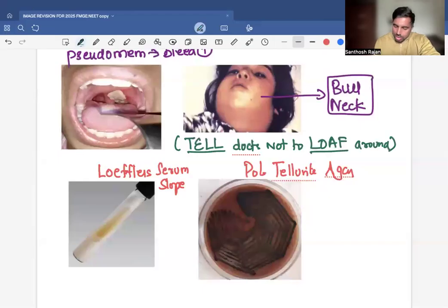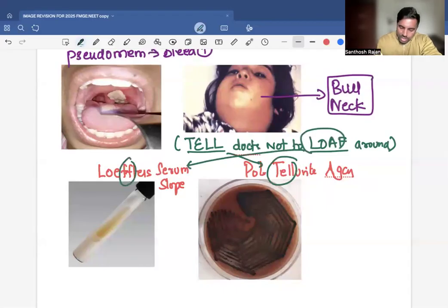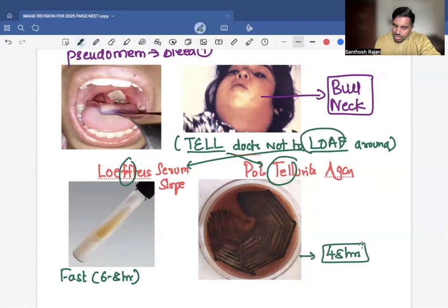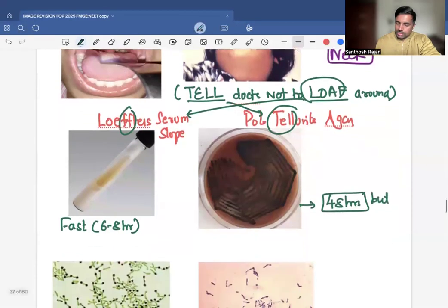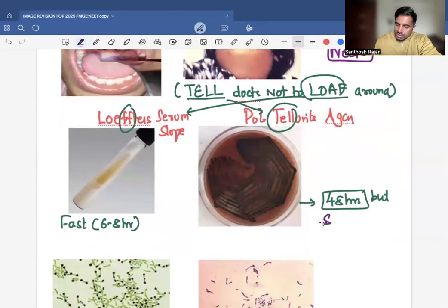So when I say tell, this is because of tellurite agar, very easy. Loaf because of Loeffler's serum slope. Very simple. So which is fast growth? This is fast. Serum is there, so fast growth. That means you have growth in 6 to 8 hours. You already see the growth, but it's not specific. Here it will take 48 hours, a long time. But this is very specific, very selective. The Loeffler's is just to enrich the media and get growth fast.